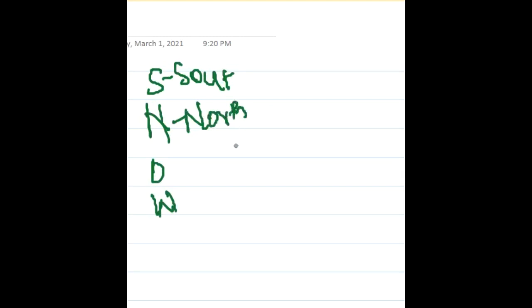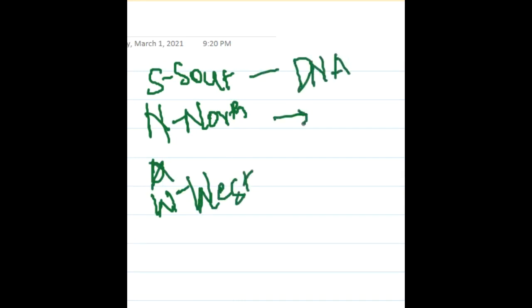I always remember it by the mnemonic SNOW: S for Southern blot, N for Northern, and there is no O, and W for Western blot. First we will have DNA in the Watson and Crick model, then DNA gives RNA, RNA gives proteins. So Southern blot is for DNA, Northern blot is for RNA, and Western blot is for proteins.